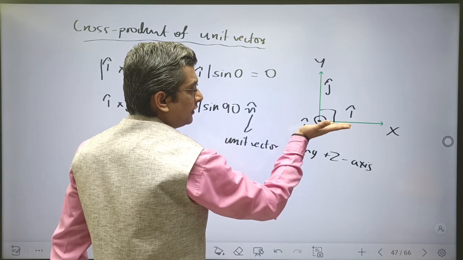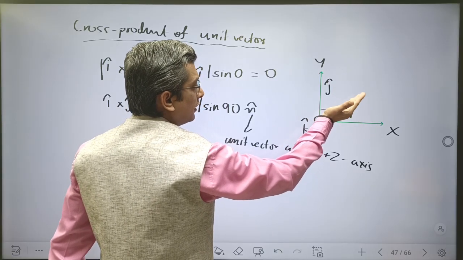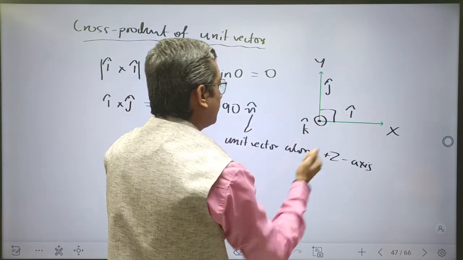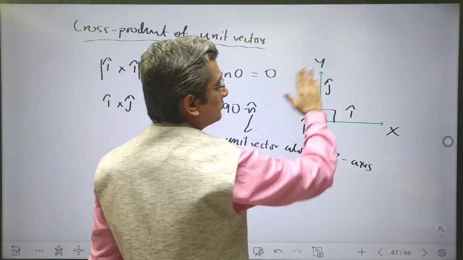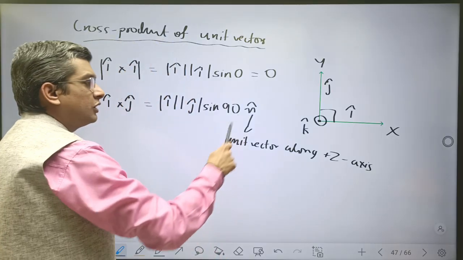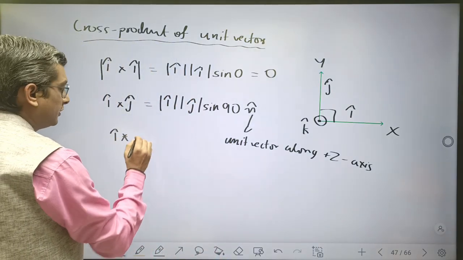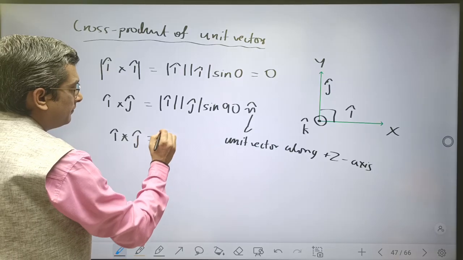Put the fingers of the right hand along the x axis, then curl them along the y axis, then the stretched thumb will give the direction of this n cap. So this is along the z axis. So this is the unit vector along the z axis. And what is the unit vector along the j axis? It is nothing but k cap. So i cross j will become k cap.